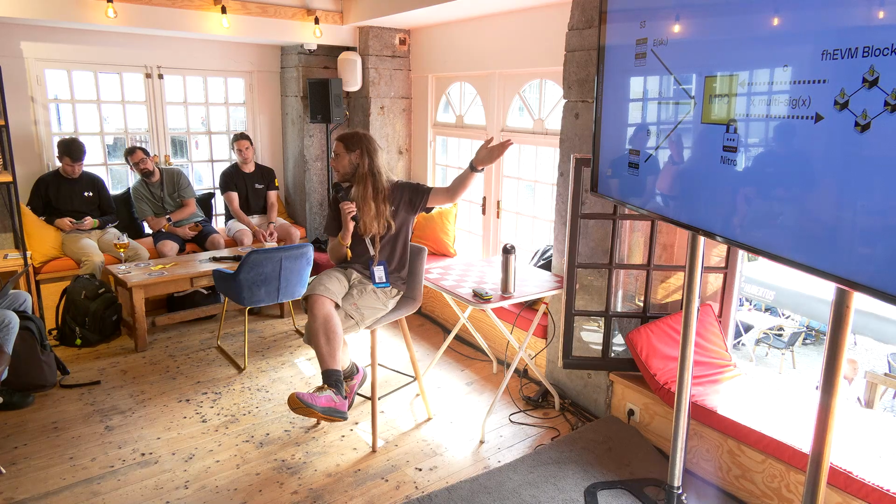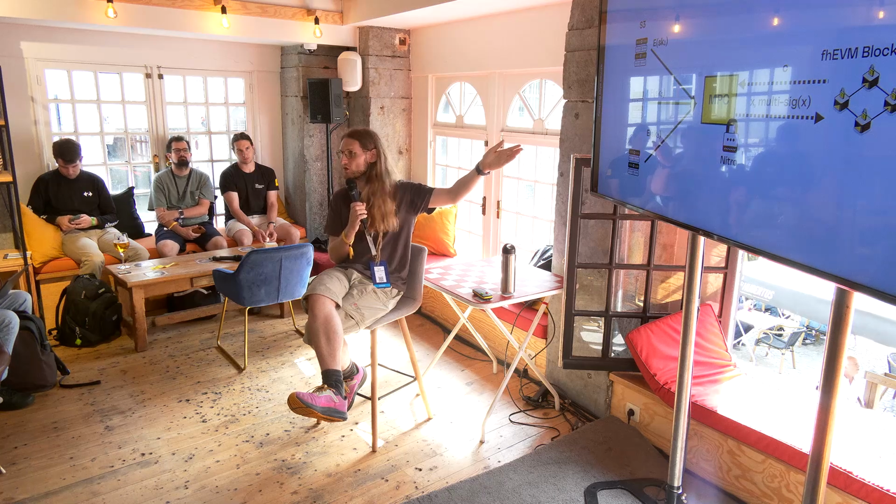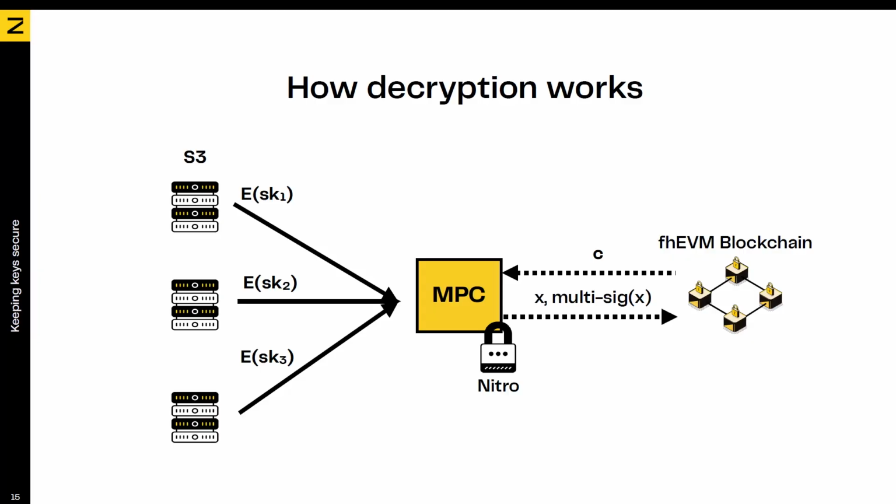Decryption works in a similar manner. Key shares are fetched by each of the MPC servers using the Nitro enclave from the storage. They execute in the enclave the MPC decryption protocol and do a multi-signature on the result to get consensus, and this can then get submitted back to the fhEVM blockchain.